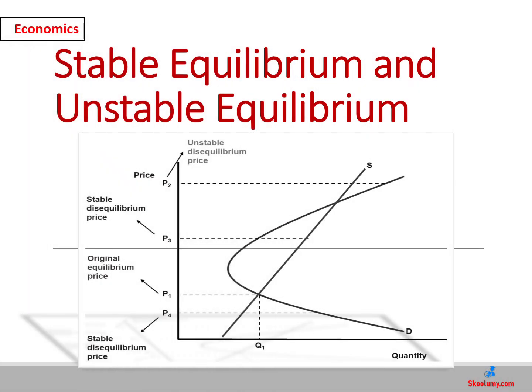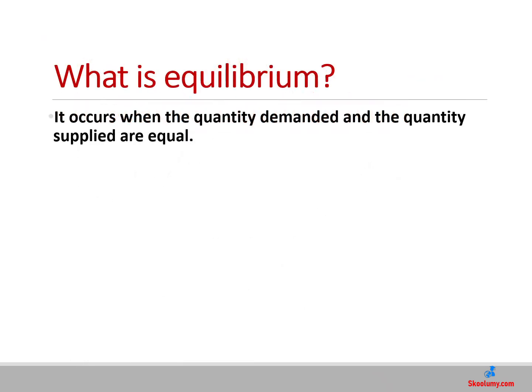Stable equilibrium and unstable equilibrium. What is equilibrium? Equilibrium occurs when the quantity demanded and the quantity supplied are equal.